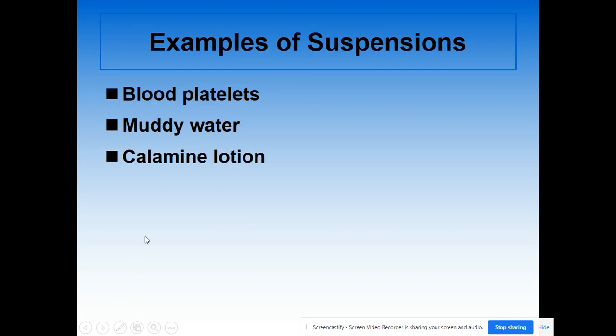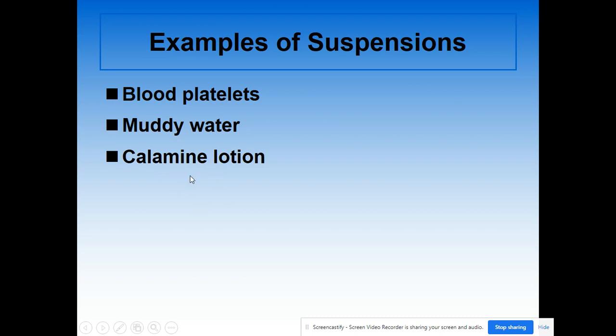Okay, so some examples you might be familiar with for suspensions are things like blood platelets. Those will actually settle out, so a lot of times when you get blood, they'll have machines that will shake things up to keep it in suspension. Muddy water: if you see a pond when it's been raining a lot, initially the water will look really muddy, but if you come back a few days later, the surface of the water looks more clear and the mud has settled to the bottom.